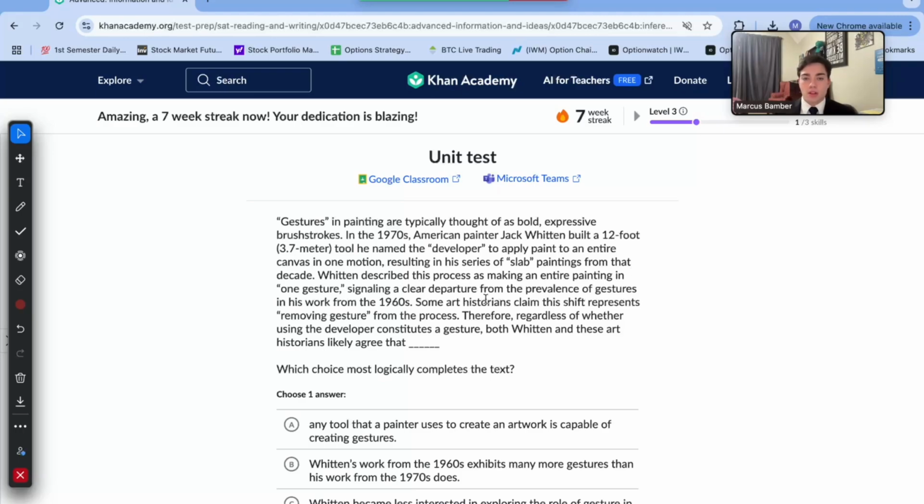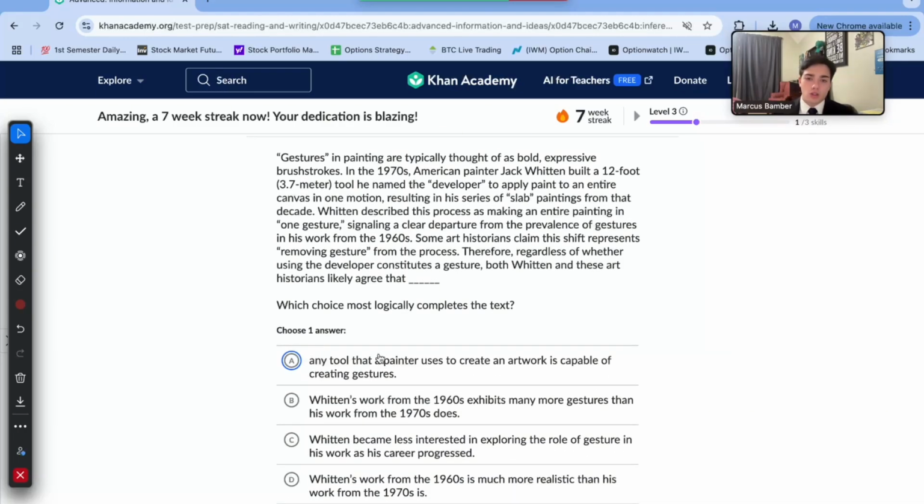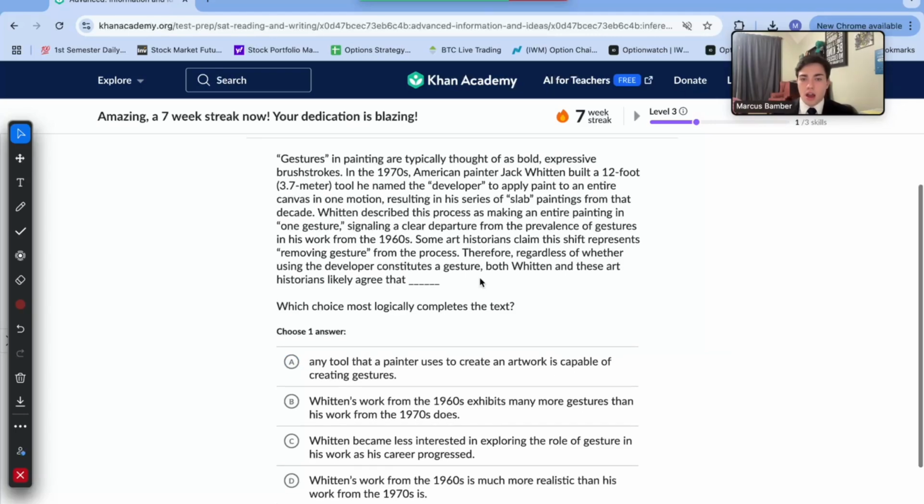Whitten describes the process as making an entire painting in one gesture, signaling a clear departure from the prevalence of gestures in his work from the 1960s. Some art historians claim this shift represents removing gesture from the process. Therefore, regardless of whether using the Developer constitutes a gesture, both Whitten and these art historians likely agree that any tool that a painter uses to create an artwork is capable of creating gestures.